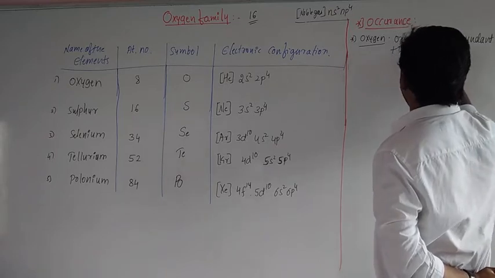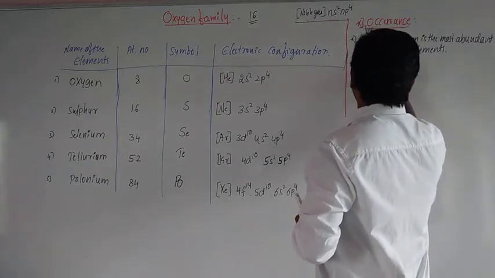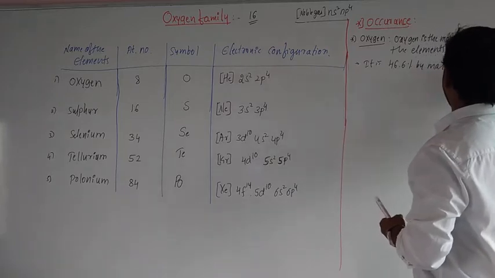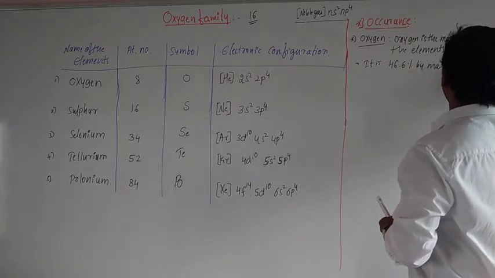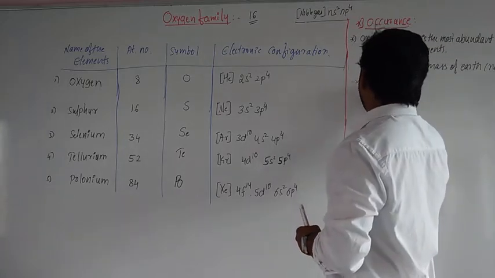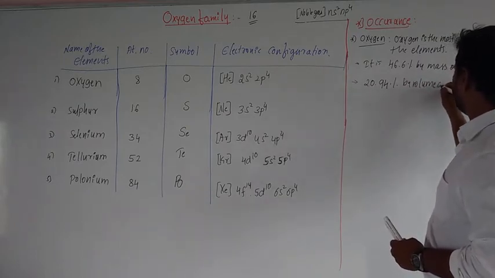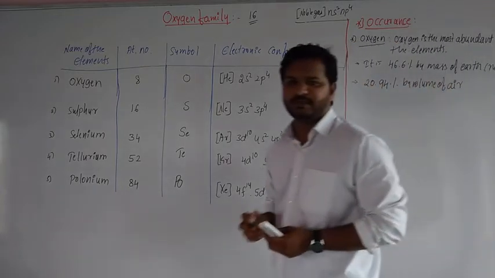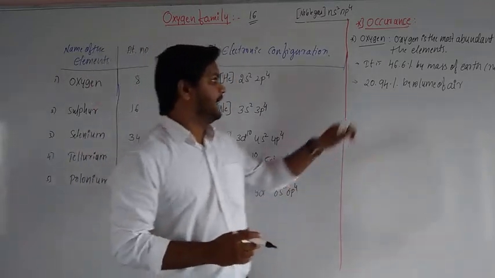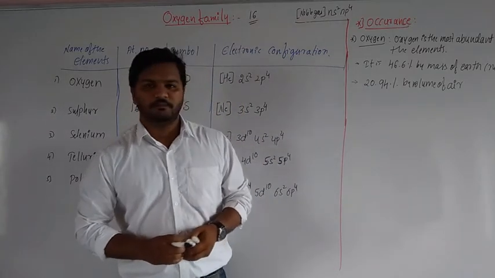If we consider all the elements, oxygen is the most abundant of all the elements, and it is 46.6% by mass of earth crust and 20.94% by volume of air. This is about oxygen.